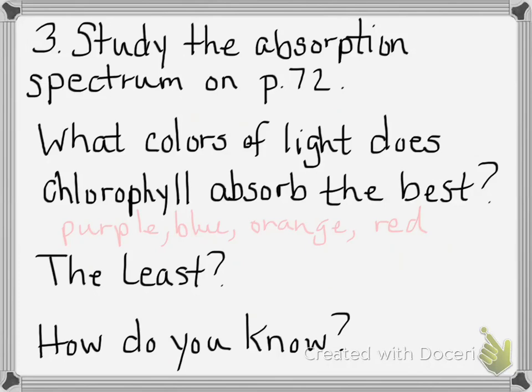Super. Okay, what color or colors of light does chlorophyll absorb the least? Green. A little bit in the yellow. And how do you know that? Yeah, it's low. Absorption is low. So there we look for the valleys, correct? To figure out what a pigment absorbs, we look for peaks. To figure out what it's not absorbing, we look for valleys.